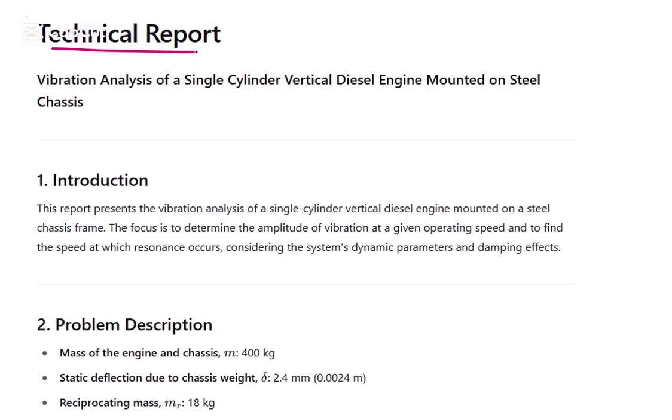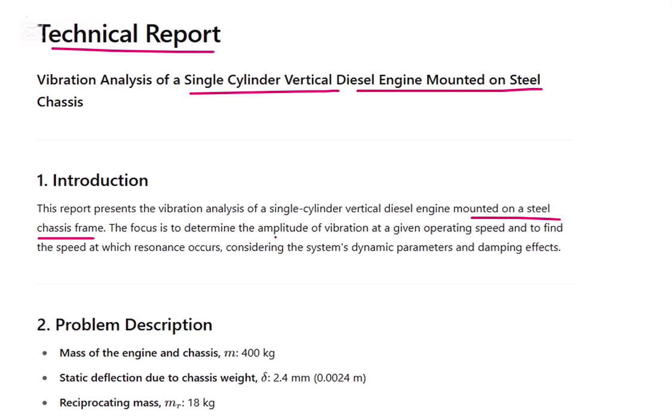You study about the technical report, vibration analysis of a single cylinder vertical diesel engine mounted on a steel chassis. We have one numerical example as well as a VBA program, also how to calculate these answers for these questions. Introduction. This report presents a vibration analysis of a single cylinder vertical diesel engine mounted on a steel chassis frame.